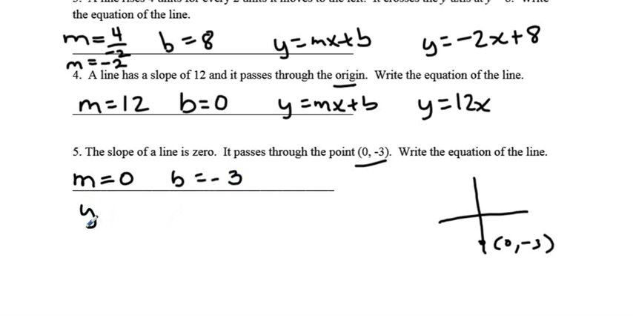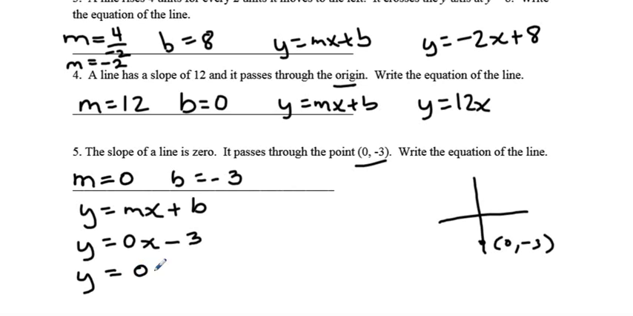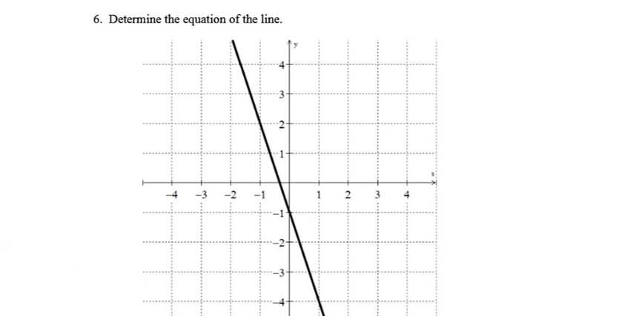Now if we put this all together into an equation, y equals mx plus b, we get 0 times x minus 3. So I know it says plus b, but in this case it's plus a minus, which makes it a minus. 0 times anything is just 0. And this then just simplifies to y equals -3. Okay? A slope of 0 is a horizontal line, and y equals -3 represents a horizontal line that crosses the y-axis at -3. All right, let's keep going.